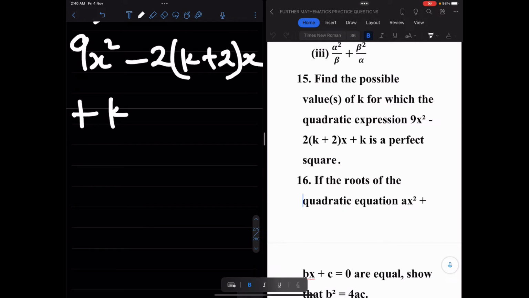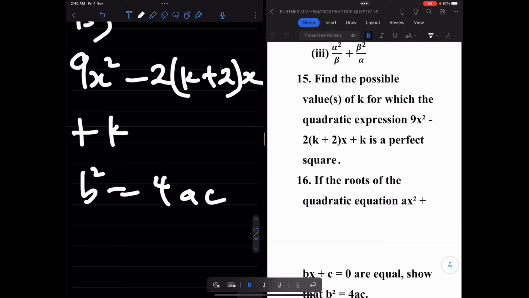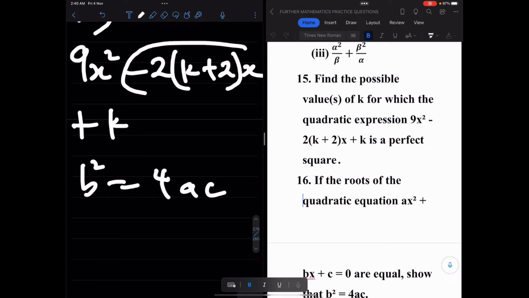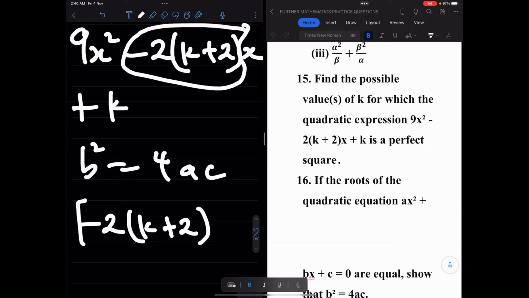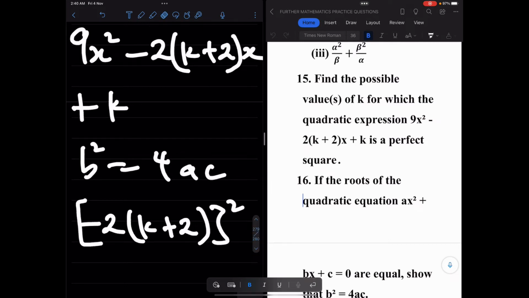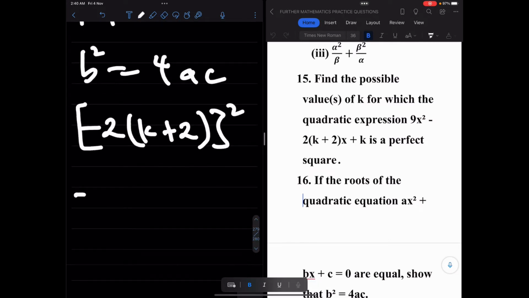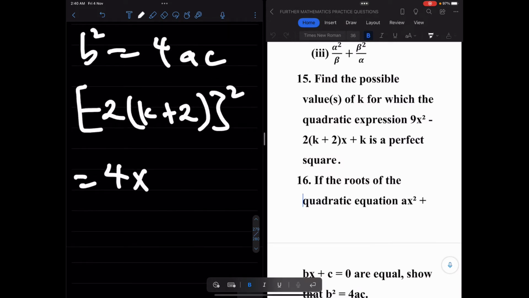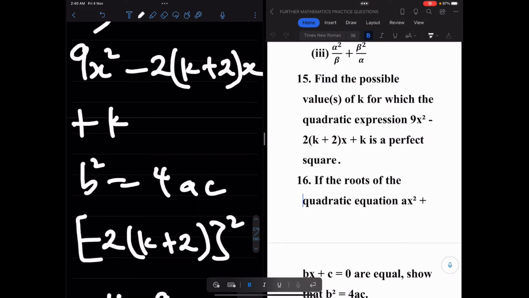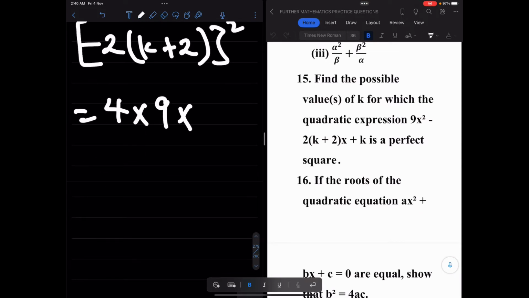If the expression is a perfect square, that means b squared is equal to 4ac, or better still, b squared minus 4ac is equal to 0. And what's b? B is the whole of this, that's the coefficient of x. So minus 2 into bracket k plus 2, the square of that, is equal to 4ac, which is 4 times a, which is 9, the coefficient of x squared, times c, which is the constant, and that's k, times k.